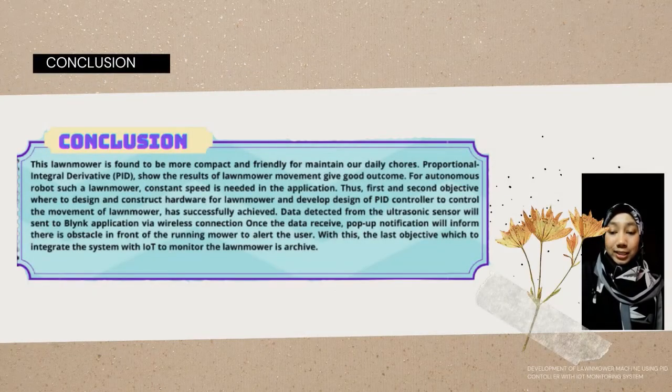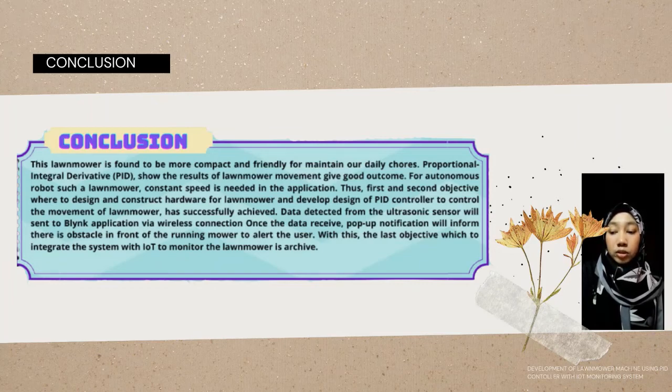In conclusion, this lawnmower is found to be more compact and friendly for maintaining our daily costs. Proportional integral derivative, PID, shows the result of lawnmower movement gives a good outcome. For autonomous robots such as a lawnmower, constant speed is needed in the application. Thus, the first and second objectives, to design and construct hardware for the lawnmower and develop a design of PID controller to control the movement of the lawnmower, have been successfully achieved.